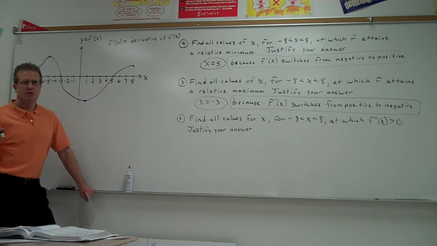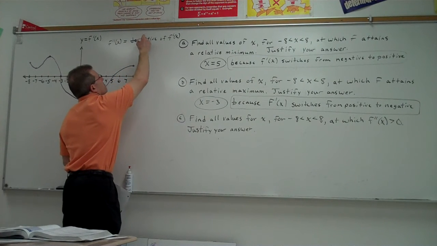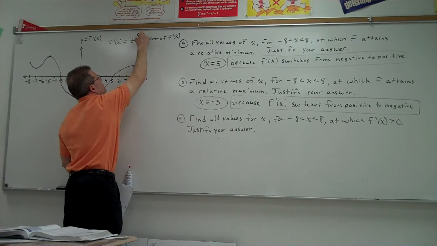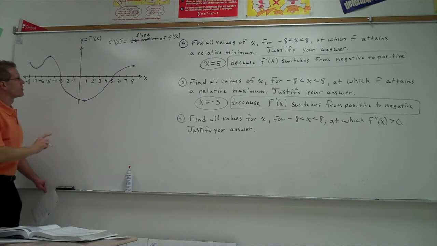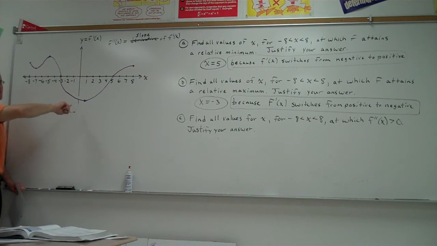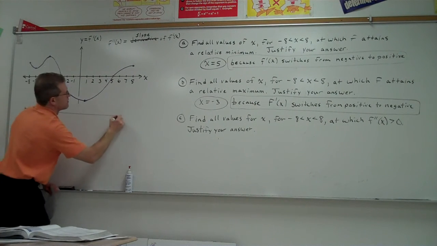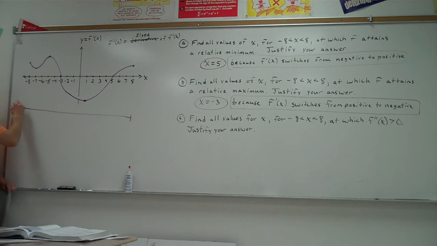What's another word we could use for derivative, though? Slope. F double prime is the slope of f prime. So if we just look at the slope of our f prime graph, that'll tell us f double prime. So I'm going to make another number line chart. This time, it's going to represent f double prime.